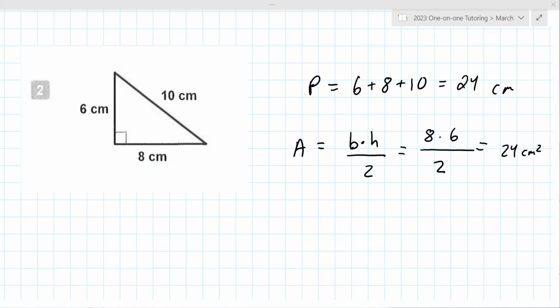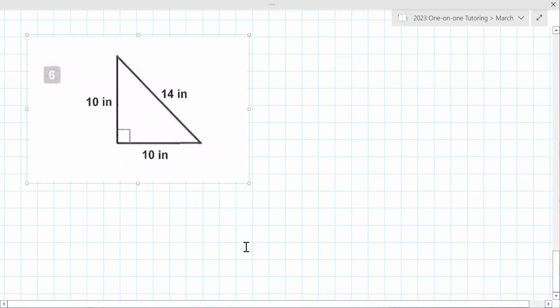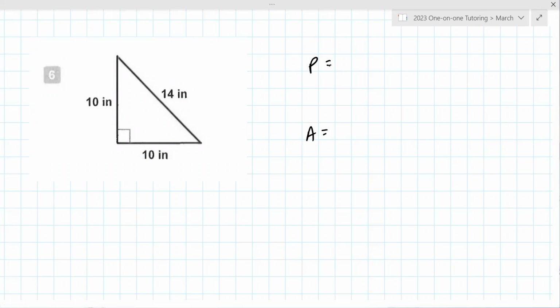It's interesting. The perimeter and area are both 24 centimeters. Yeah, that does occasionally happen. But because the units aren't the same, they're actually very much unrelated, even though it might seem like they're related. So here's a problem just like it. I want you to try this one on your own, perimeter and area. Let me know what you come up with. I got 34 inches and 50 inches squared.